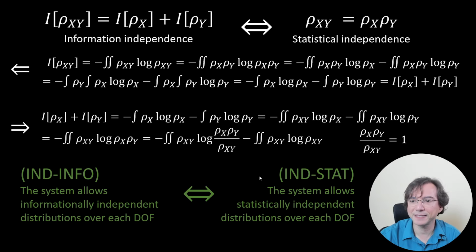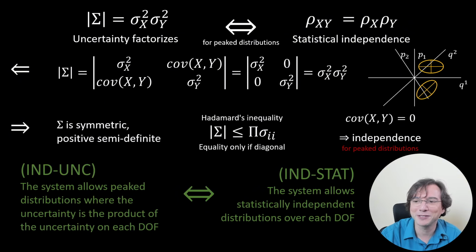Okay, so we have essentially that if the system allows a statistically independent distribution over each degree of freedom, then the system must allow an information independent distribution over each degree of freedom and vice versa. So our variable independence now has 3 different characterizations that we can use. And notice that these are similar to the characterizations that we used for the single degree of freedom, and so that's nice that everything sort of works.